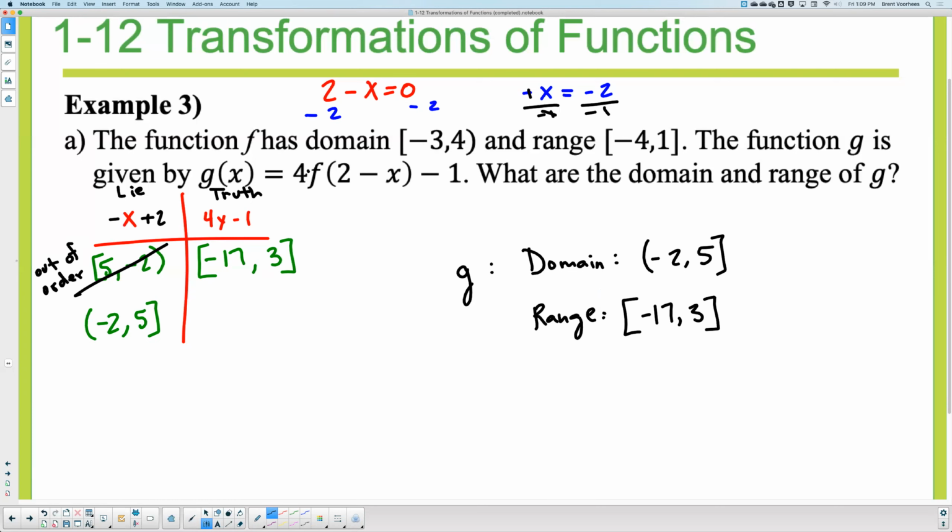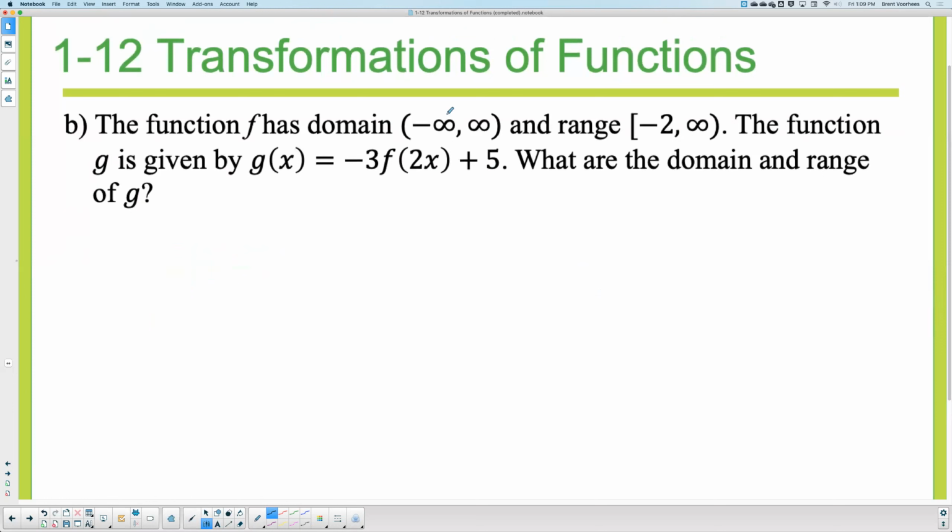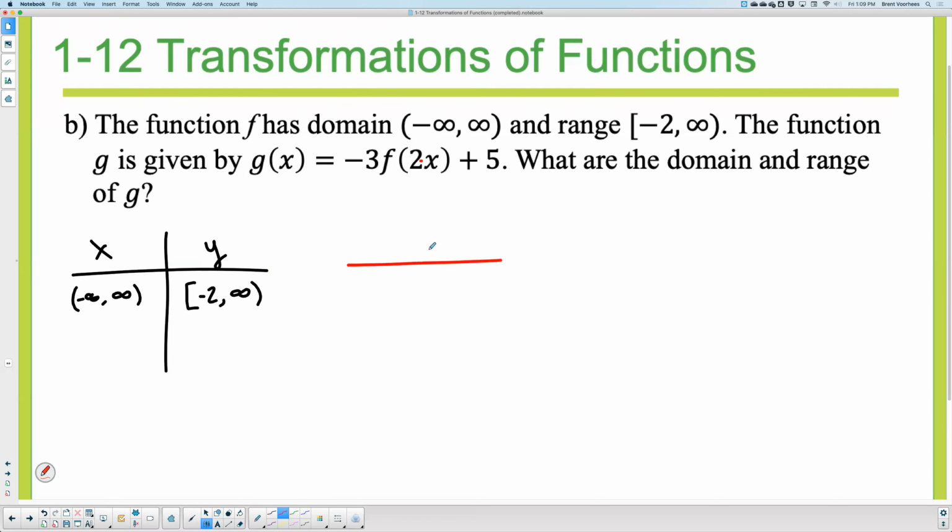Okay, let's reload and try this again. This time, let me do the original here. The original domain is all reals, -infinity to +infinity, and the range is -2 to infinity. And now let's do the transformation over here. It says 2 times x, so I'm going to take my x and divide it by 2. And then for the y, I'm going to have -3 times y plus 5.